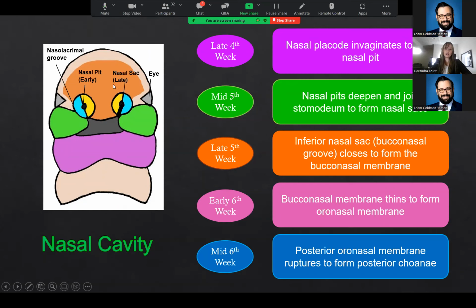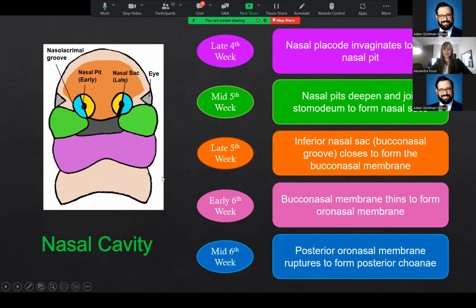So you have to think of this in three-dimensional space. It's almost like a little tunnel that extends backwards, and the bottom of it will pinch off to form this bucconasal groove that will close off by the bucconasal membrane. And then at the very back of that groove, there will be a thinner part, which is going to thin out and become the oronasal membrane.